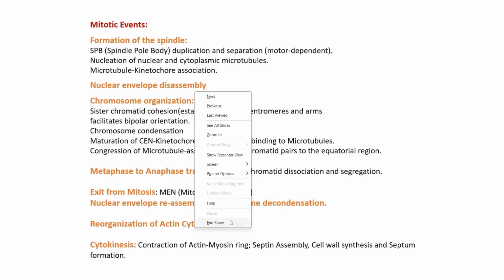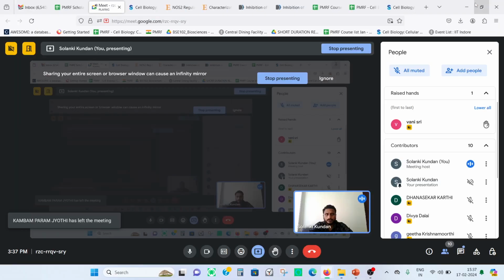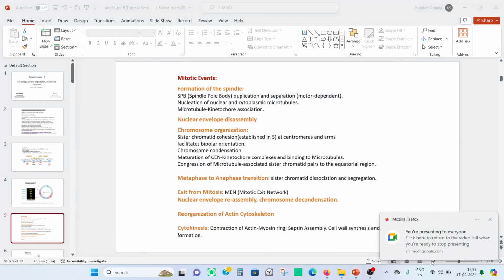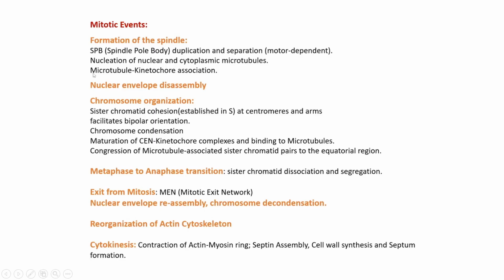Then the chromosome organization occurs. Okay, and generally during the chromosome organization, basically the sister chromatid cohesions at the centromere and arms facilitate bipolar orientation. So the sister chromatids which cohere with each other in the S phase at the centromeric region and the arms facilitate the bipolar orientation. That is, it mediates this bipolar orientation. That is, they face in reverse directions to each other.